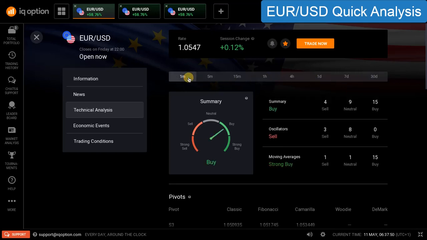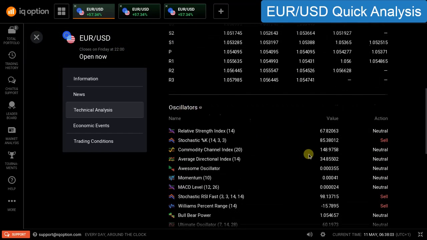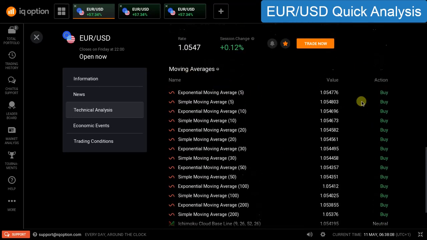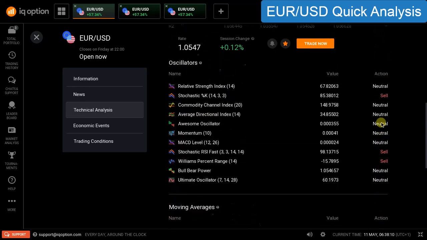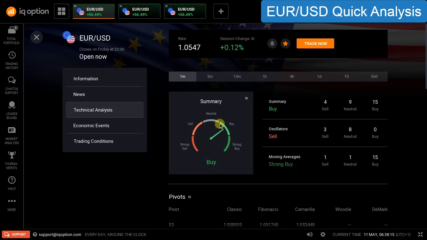So starting from 1 minute, in 1 minute we see the summary to be a buy. For oscillators, it's a sell, and then for moving average, it's a strong buy. So this is how you see it. Oscillators, it's a complete sell. Looking at the moving average, it's a complete buy, and the summary therefore goes to buy. That's the average. So in 1 minute, you have a buy or a bullish strength. The same applies in 5 minutes, though in 5 minutes it's a little bit stronger.